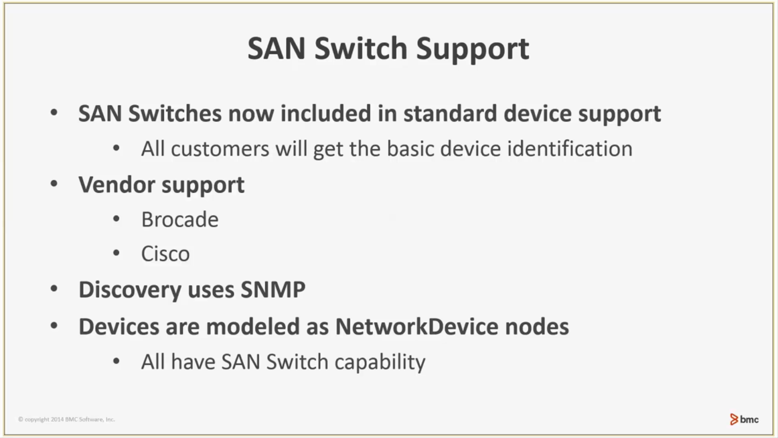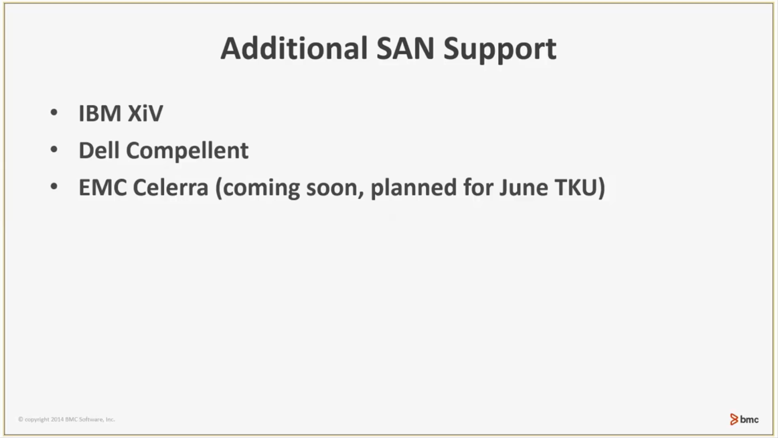In terms of new content, we've added support for SAN switches, Cisco and Brocade ones to be precise, as part of our standard device support. This means that all customers will get basic device information. Support for additional SAN switch vendors may come in future TKU updates. Discovery has also been enhanced to include support for additional SAN devices including IBM XIV and Dell Compellent, with support for EMC Solera planned for delivery in the June TKU. And once again, over to WID for a demo.